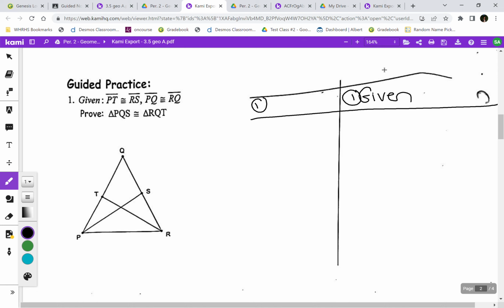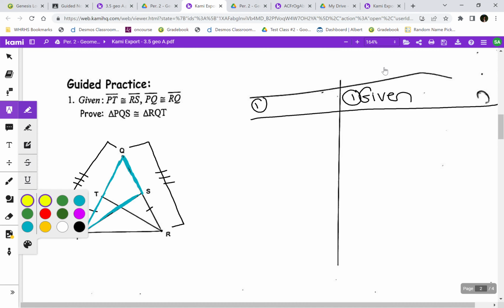Okay, so here we have segment PT is congruent to segment RS. Then we have segment PQ is congruent to segment RQ. That's all of our given, and now I'm going to highlight what we want to prove. We want to prove triangle PQS. I'm outlining this in blue. Congruent to triangle RQT.